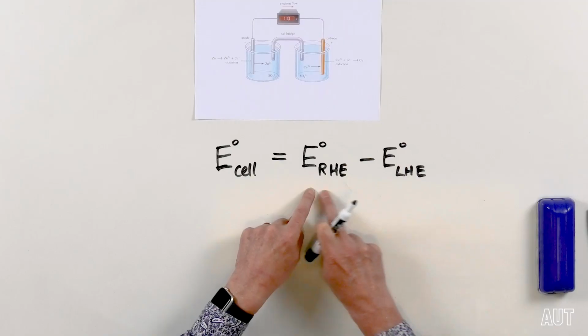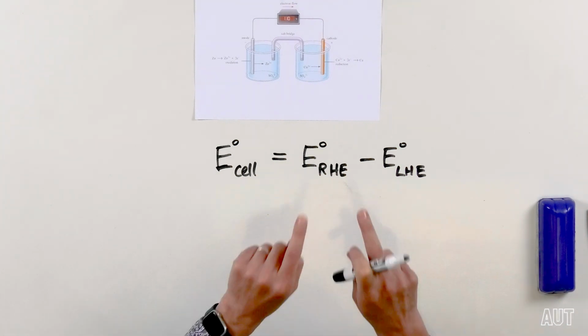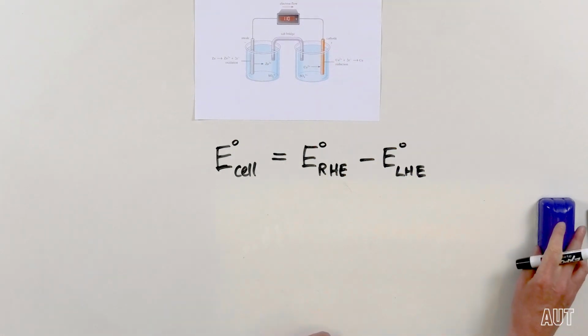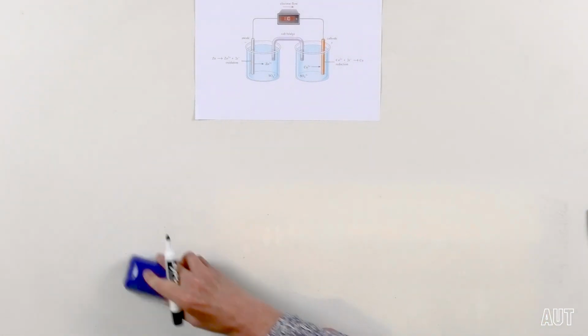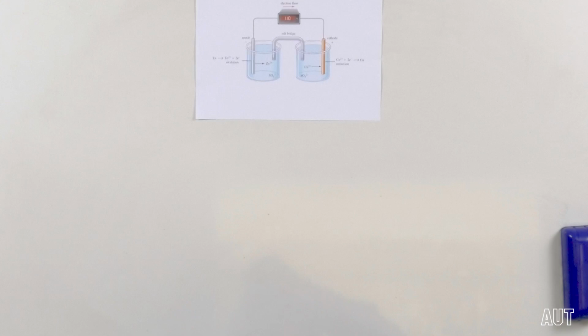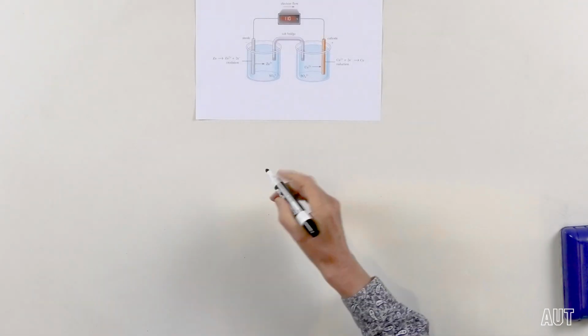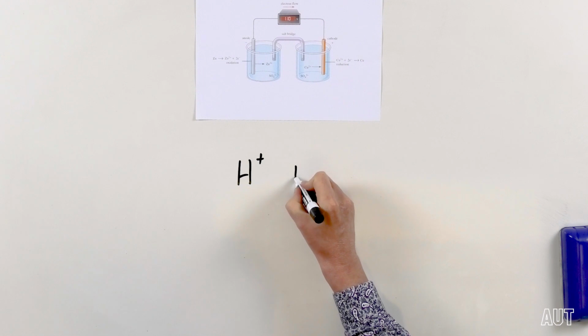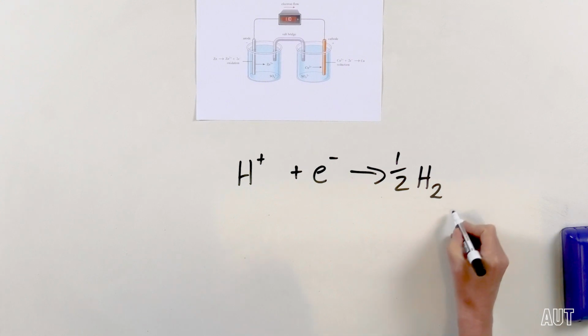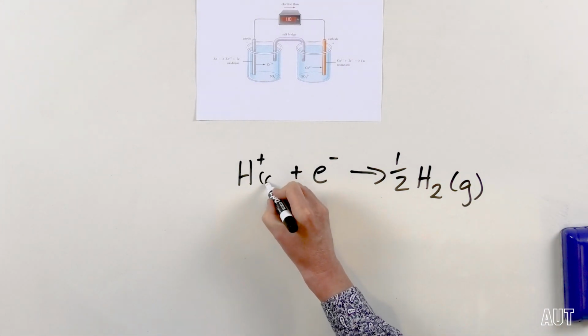Well, we cheat a little bit, okay? And we are going to make this equation relative. We are going to make this E standard, this E for a reduction relative. We're going to make this E for an oxidation relative. And the thing to which we are going to make it relative is the reduction of protons to hydrogen. A half H2 gas. So let's say that's aqueous.